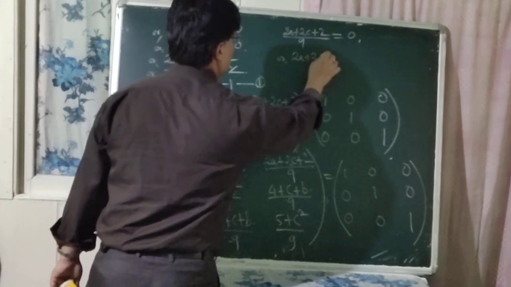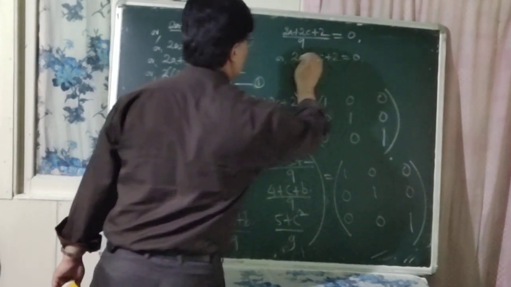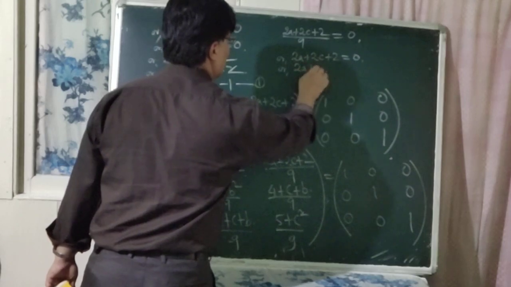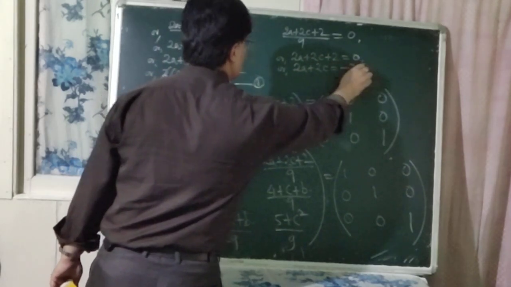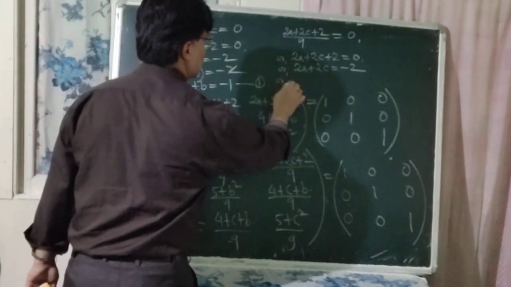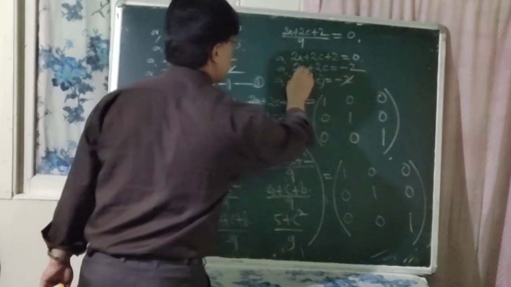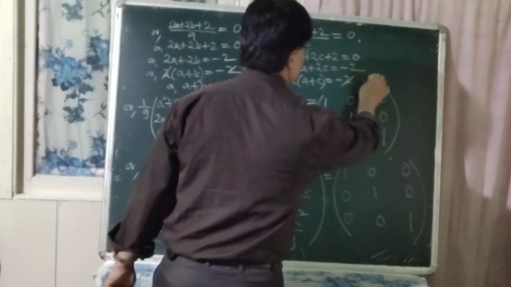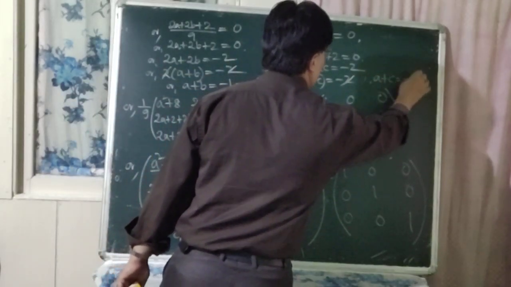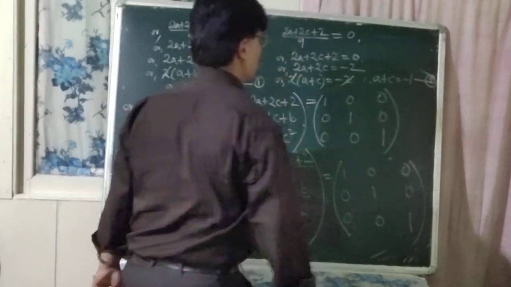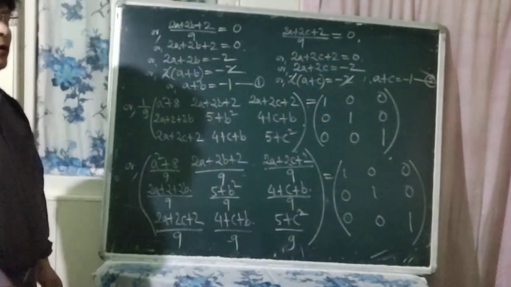2A plus 2C plus 2 is equal to 0, or 2A plus 2C is equal to minus 2. So here also 2 is taken common. So within bracket, A plus C is equal to minus 2. 2 gets cancelled. So what do we get? Therefore A plus C is equal to minus 1. Suppose this is equation number 2.